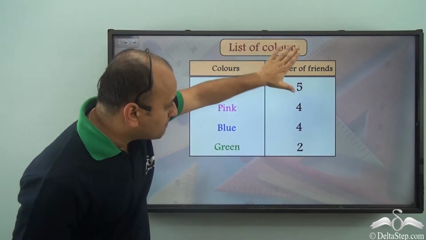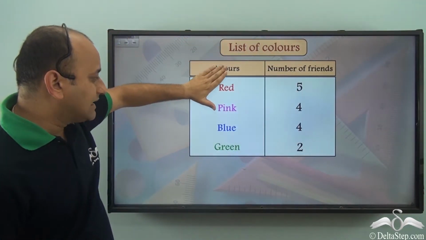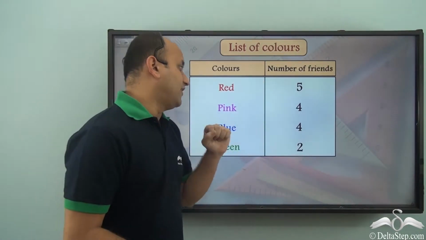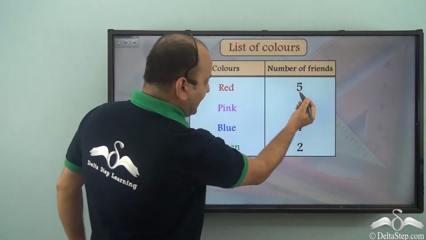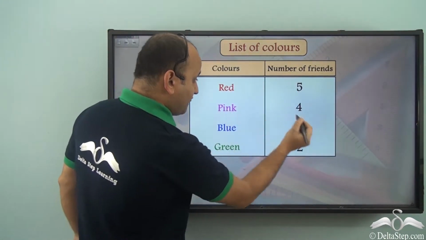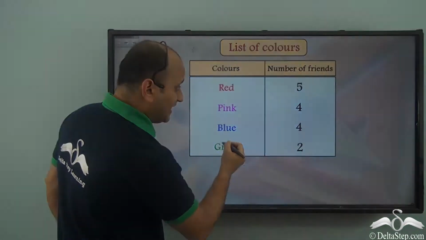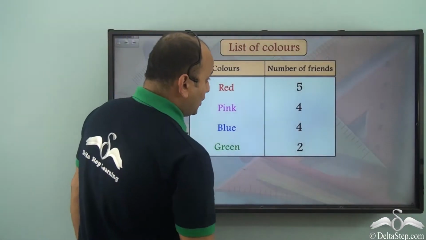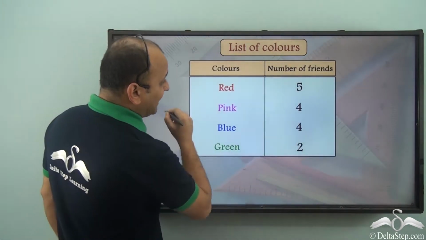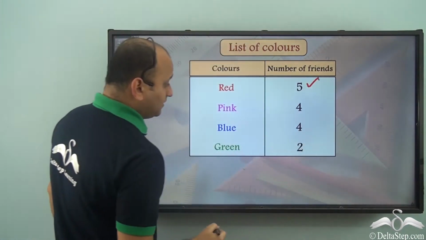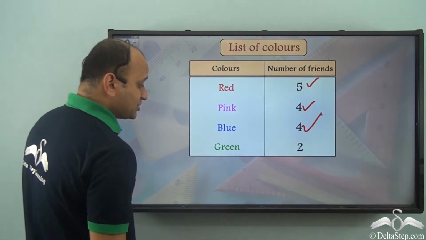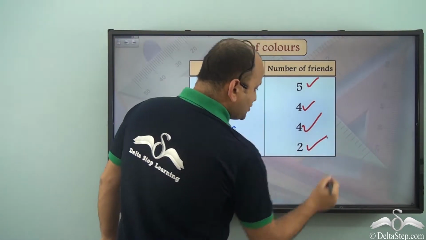So here you have the number of friends and the colors liked by them. So from this data, what can you find? Well, first of all, 5 of his friends like red, 4 like pink, 4 like blue, and 2 like green. So let's see which color has the highest number against it. Red is liked by 5 people, pink and blue both by 4 people each, and green by 2 people.